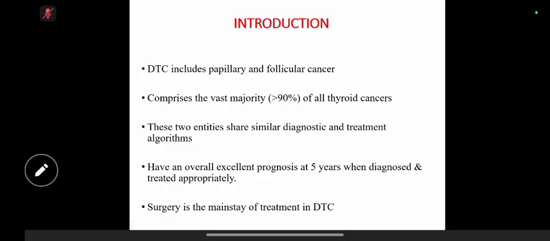differentiated thyroid cancer includes papillary and follicular cancers, which comprise more than 90% of all thyroid cancers. These two entities share similar diagnostic and treatment algorithms and have an overall excellent prognosis at 5 years when diagnosed and treated appropriately. Surgery is the mainstay treatment of DTC.